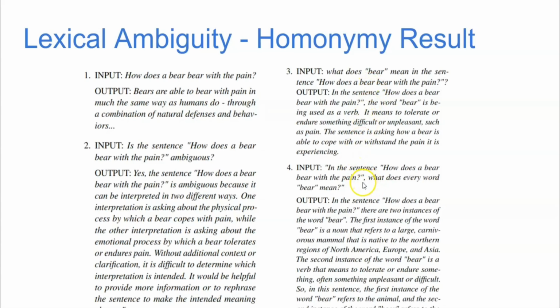And finally, if the prompt is modified more efficiently, let's look at the output. So the prompt basically is, in the sentence, how does a bear bear with the pain, what does every word bear mean? And the output is, in the sentence, how does a bear bear with the pain, there are two instances of the word bear. The first instance of the word bear is a noun that refers to a large carnivorous mammal that is native to the northern regions of North America, Europe, and Asia. The second instance of the word bear is a verb that means tolerate, endure something.